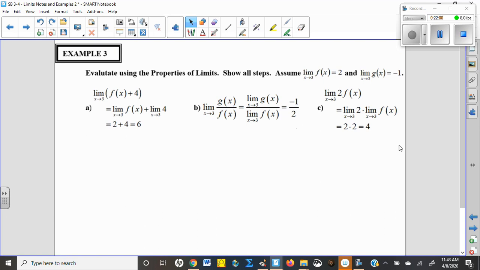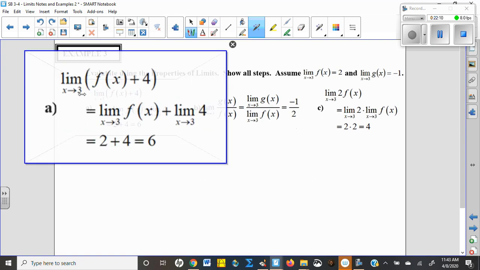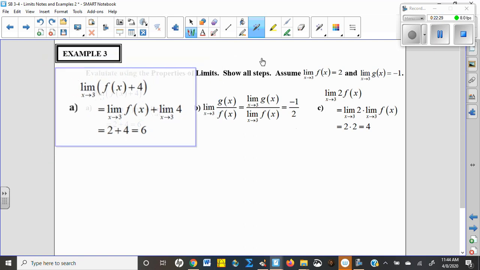Example 3 is just more properties of limits like we were looking at yesterday. It looks like example A uses the addition property of limits, where I break it into the limit of f of x plus the limit of 4. Now, the limit of f of x is up here defined as 2, so I can substitute 2. And then the limit of a constant is itself, so the limit of 4, regardless of what x approaches, is 4, and so you get an answer of 6.